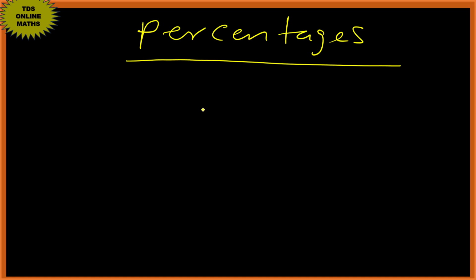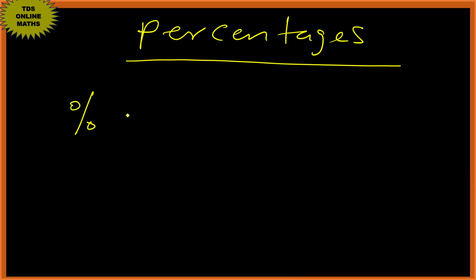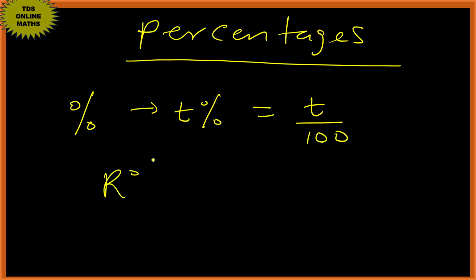In this video, I'm going to talk about percentages. Now, the word percentage means out of 100. So, there is the symbol for that. Okay. So, if you see T%, it's the same as T on 100. Okay. So, R% means R on 100. Okay.